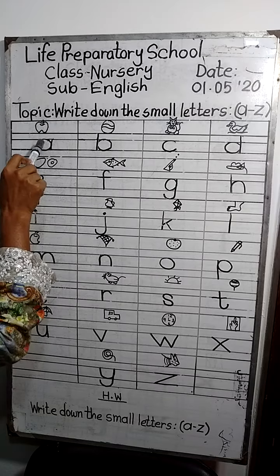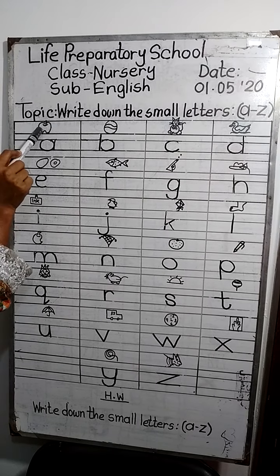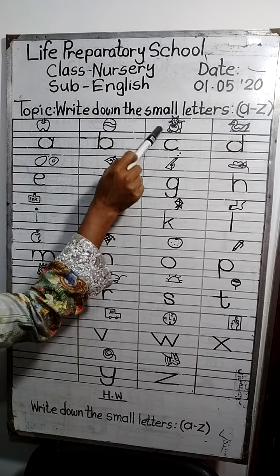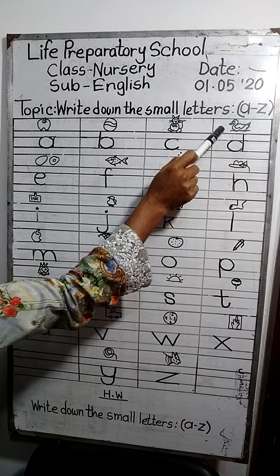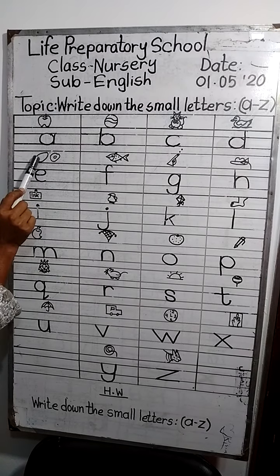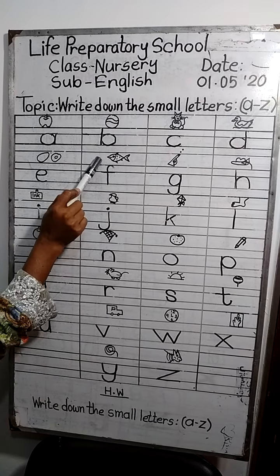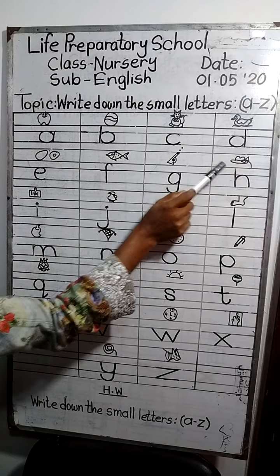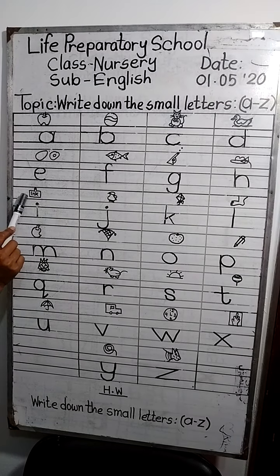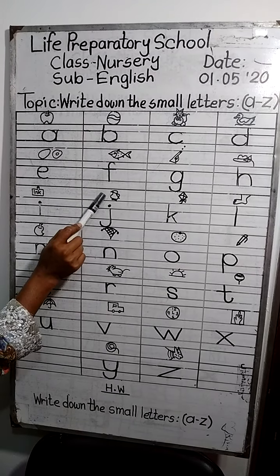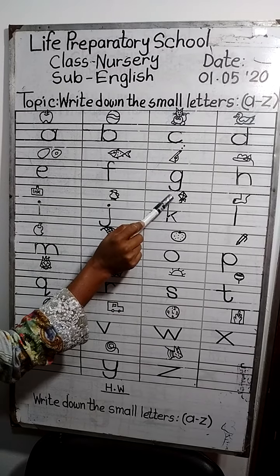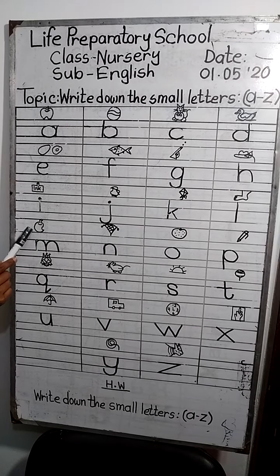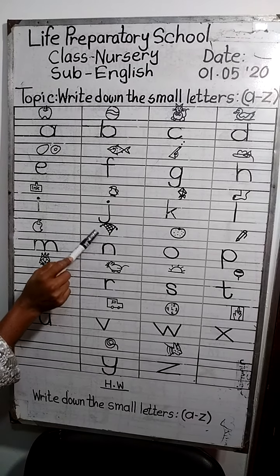Okay, look at here again. A, A for apple. B, B for ball. C, C for cat. D, D for dog. E, E for egg. F, F for fish. G, G for gun. H, H for hat. I, I for ink. J, J for jug. K, K for kite. L, L for leg. M, M for mango. N, N for net.